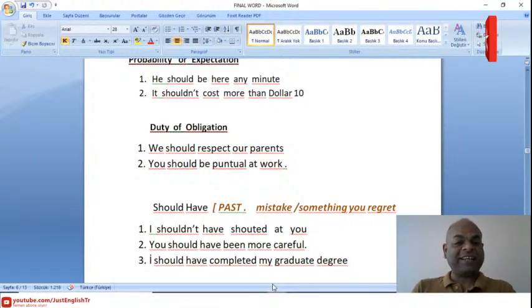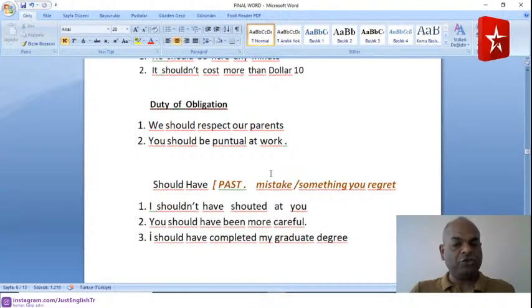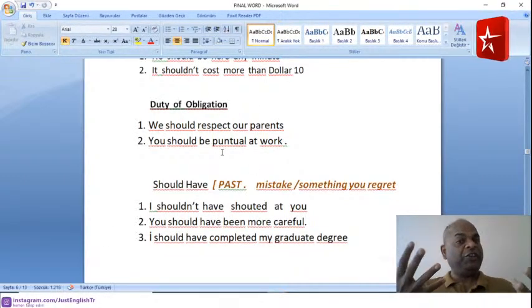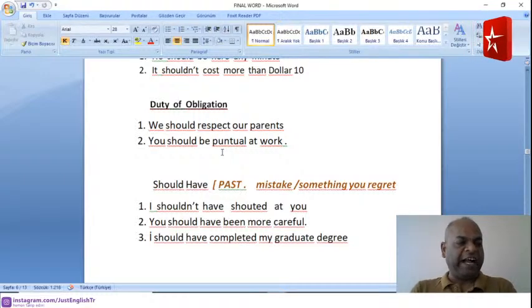Duty of obligation. We should respect our parents. We should respect our teachers, right? So that is actually a duty of obligation. You should be punctual at work. Remember that. You should be punctual at work. We should respect our parents. So when you say we should respect our parents, do you think it is a permission or is it an obligation? What is it, guys? Or is it an opinion? Hey, guys, when we say we should respect our parents, do you think it is an obligation or can it go under opinion? What do you think, guys?